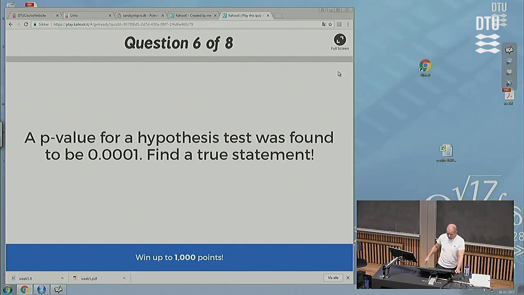Let's see. P-value. Find a true statement.